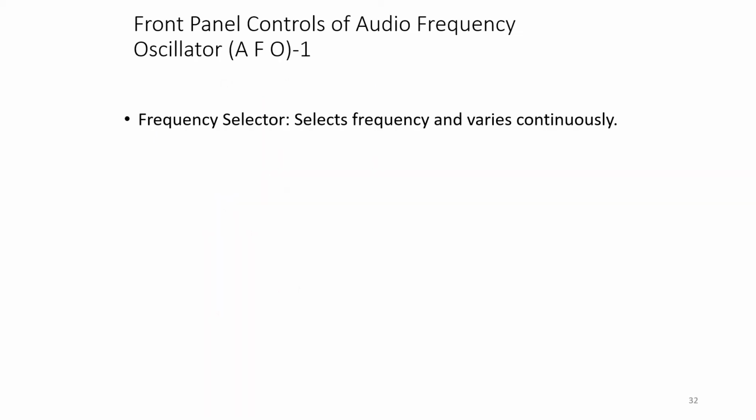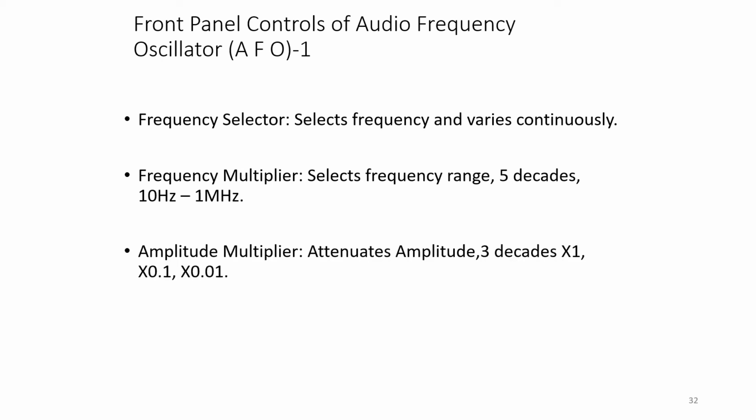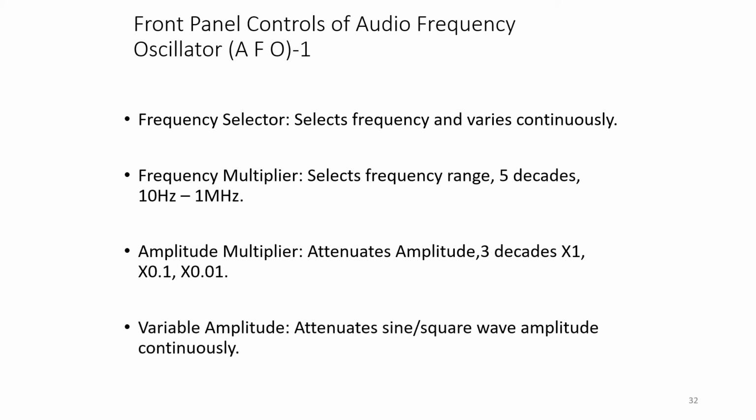So as I told you, the frequency selector selects the frequency and varies it continuously. The multiplier selects the frequency range in 5 decades from 10 Hz to 1 MHz. Usually we don't have up to 1 MHz. Amplitude multiplier, 3 decades: into 1, into 0.1 and into 0.01. These are the different multipliers to get a varying amplitude of the signals.